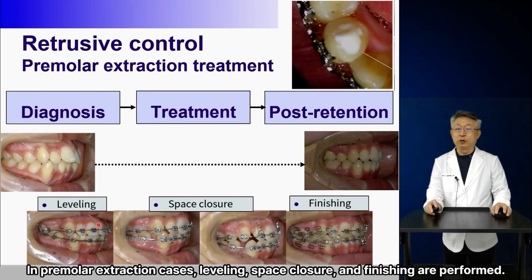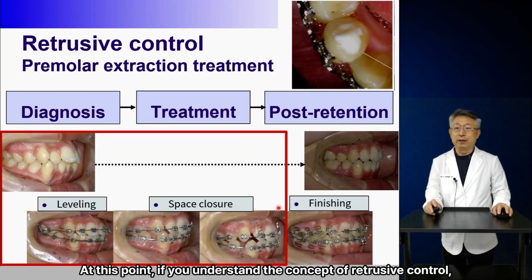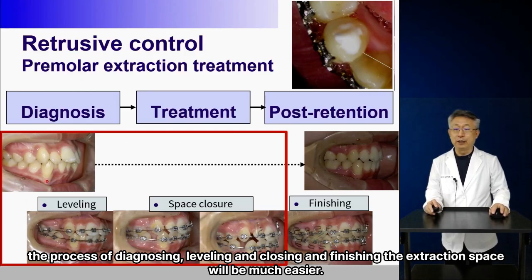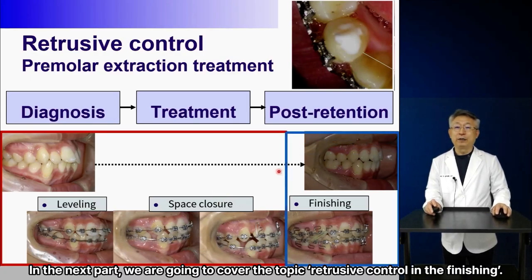In premolar extraction cases, leveling, space closure, and finishing are performed. At this point, if you understand the concept of retrusive control, the process of diagnosing, leveling, and closing and finishing the extraction space will be much easier. In the next part, we are going to cover the topic of retrusive control in the finishing.